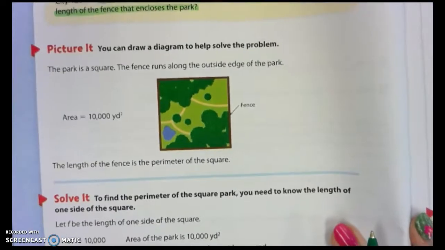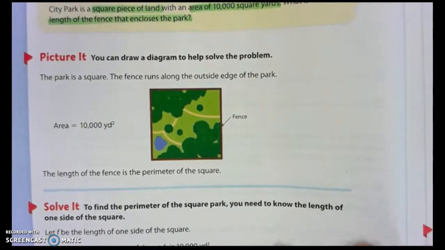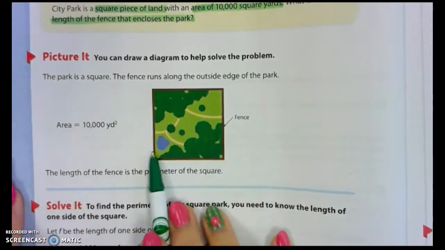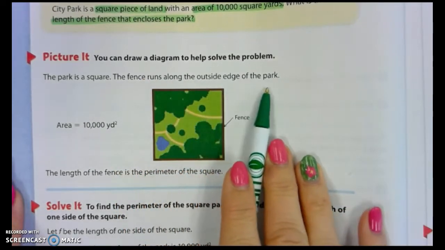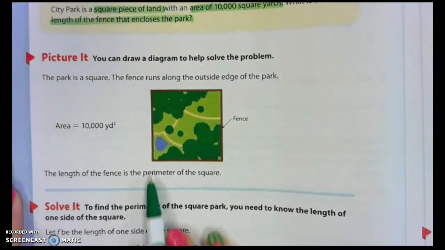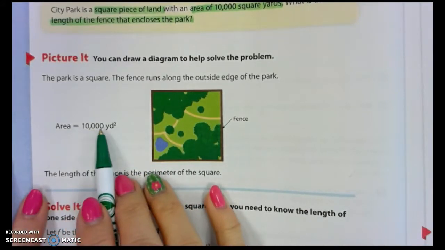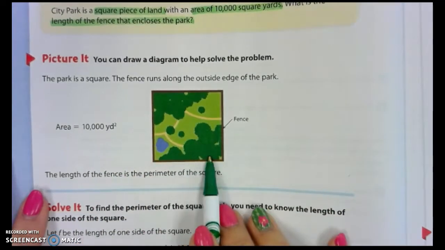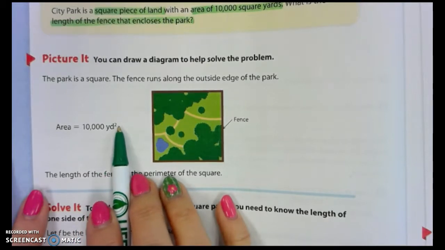Now, they are starting with a diagram. Diagrams are great for word problems. If you can draw a diagram, I recommend it. The park is a square, which is why they made their park square. The fence runs along the outside edge of the park. They also said it encloses the park, which is how we knew it went all the way around the outside edge. Now, the area of the park, this is two-dimensional, okay, the surface area, all of this space in here, is 10,000 square yards.